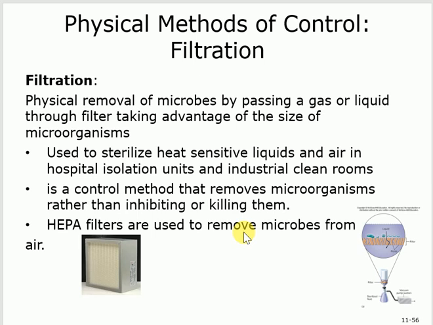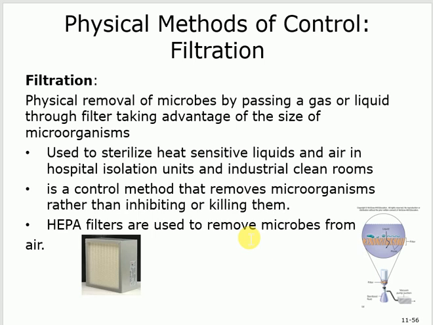Filtration. Filtration is simply a physical method to remove the microbes from air or from liquid. We have different things, but it's a physical method. Okay? HEPA filters. Did you change the filter in your air conditioner, or did you see how it changes the filters? This is an example of these filters. HEPA filters remove the microbes from the air, and they count on the size of the microbes.